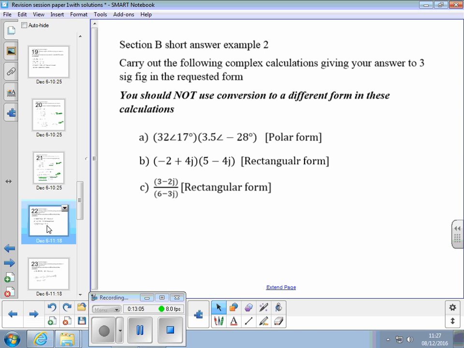Next question. Section B, short answer example 2. Carry out the following complex calculations, giving your answers to 3 significant figures in the requested form. Do not use conversion to different forms in these calculations. So in the top, I'm asking you to multiply in polar form, then I'm asking you to multiply in rectangular form. I do not want you to convert that middle one to polar form and multiply, and I don't want you to convert that one to polar form and multiply. I want you to use the rectangular methods. Okay?